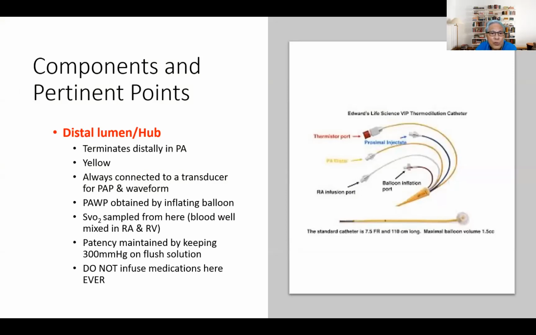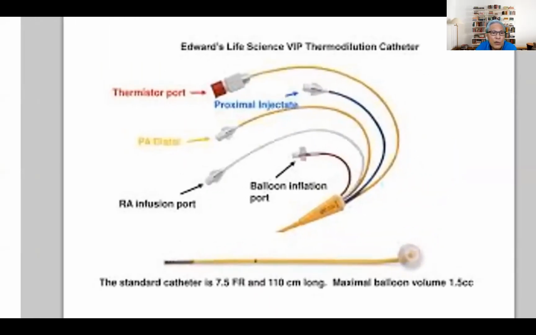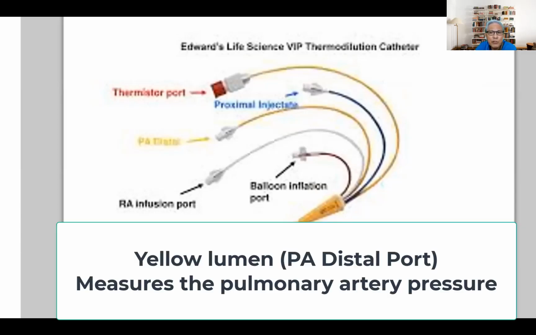I'm going to zoom in because it's going to be right here. This is the PA distal port. This is the one that goes into the pulmonary artery lumen. You usually would connect this to a transducer or a transduced hemodynamic monitor so that the waveforms can be displayed as the catheter passes through the chambers of the heart and into the pulmonary artery. This port does the measurement of the pulmonary artery pressure.